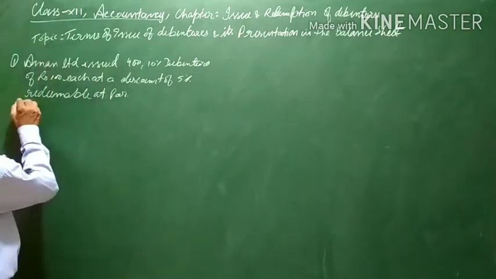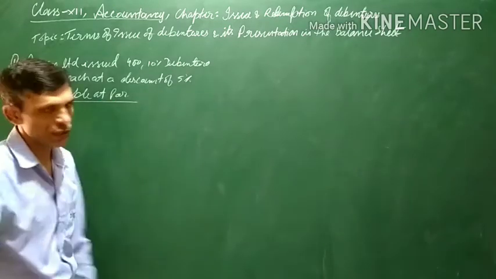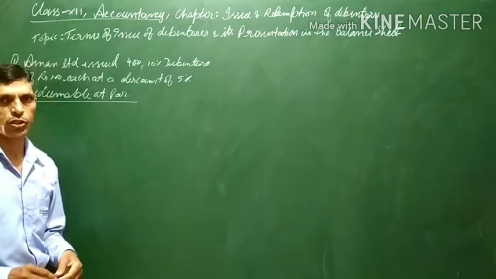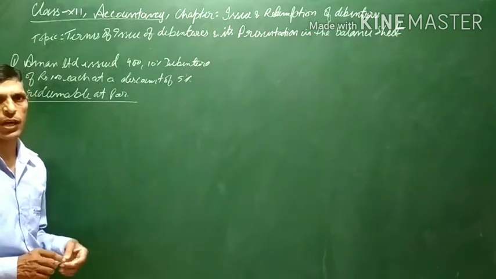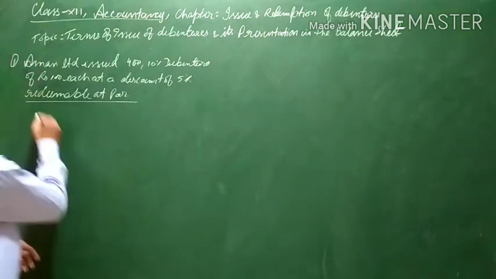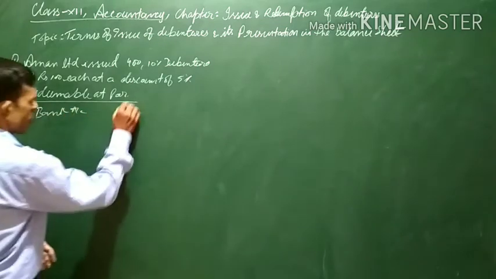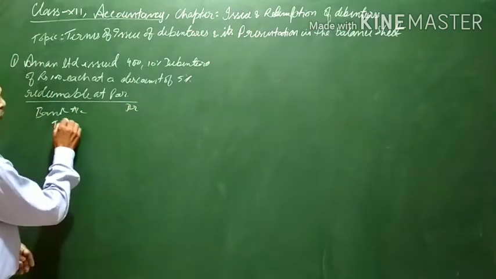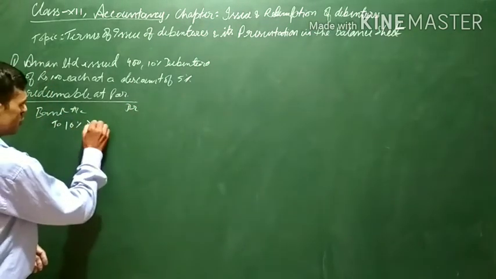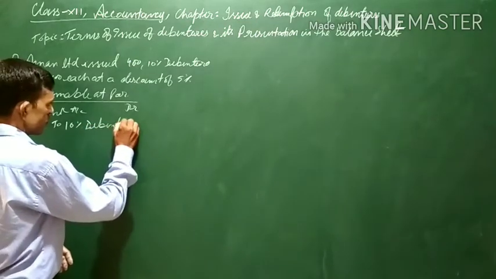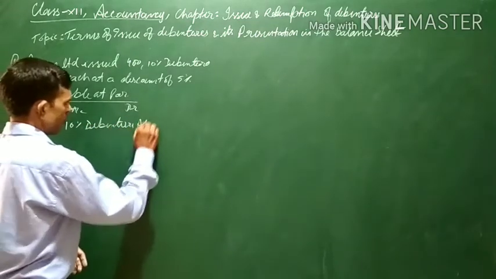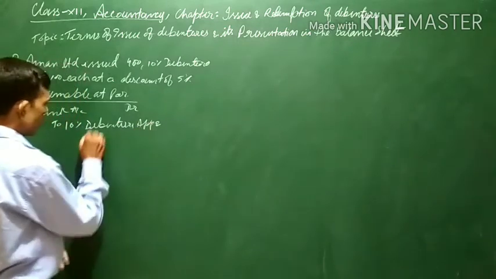The entry will be the general. First of all, we will pass the general entry, then we will prepare the balance sheet also, how this will be presented in the balance sheet of the company also. Entry will be first bank account debit to 10% debenture application and allotment account.